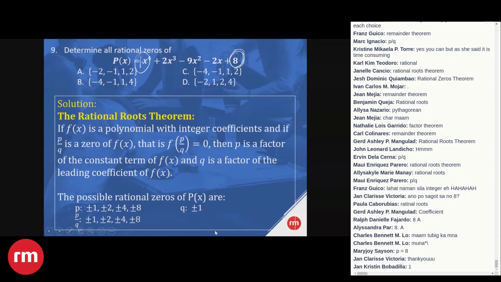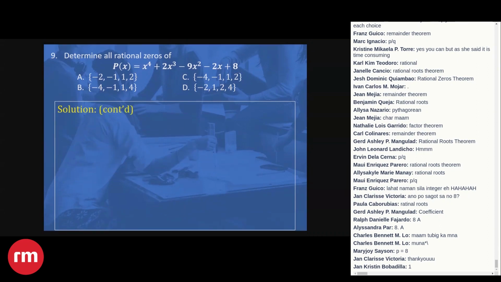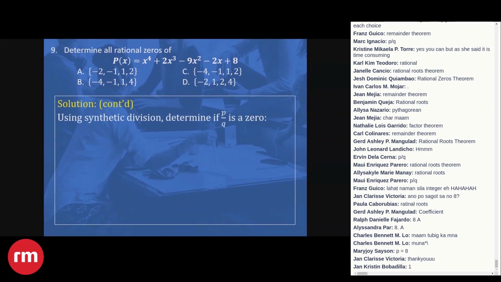So, diyan lang kayo mamimili ng mga posibleng zeros: positive, negative 1, positive, negative 2, positive, negative 8. So, hindi nyo na itatry yung 3, yung 5, yung 1/4, yung 1/2, kasi sure kayo na hindi yun magiging zeros ng polynomial. Okay. So, you do synthetic division.